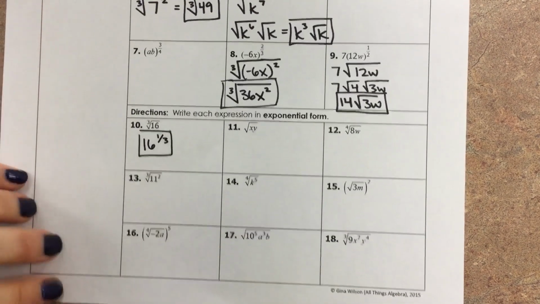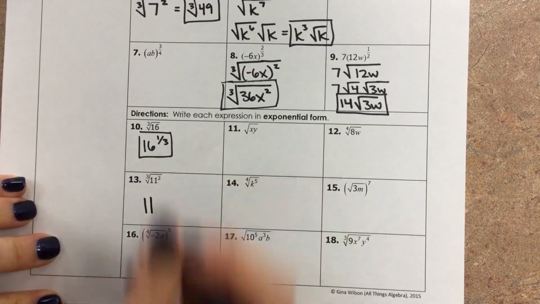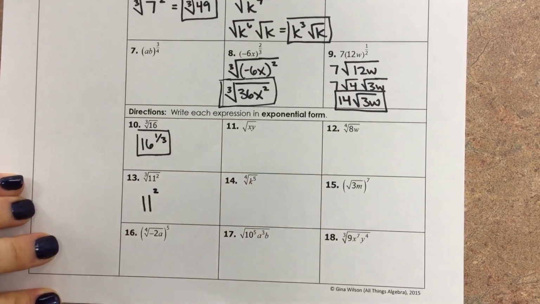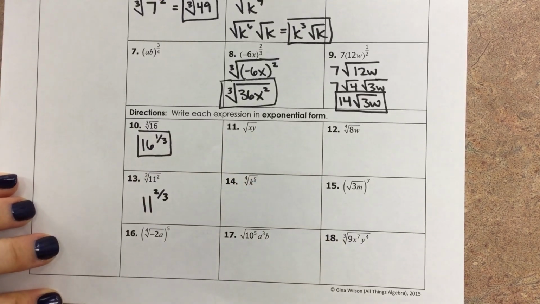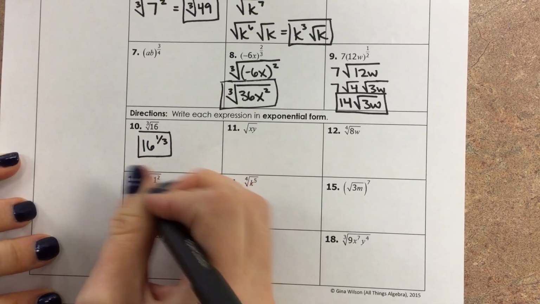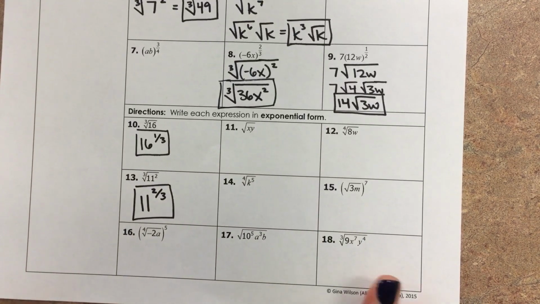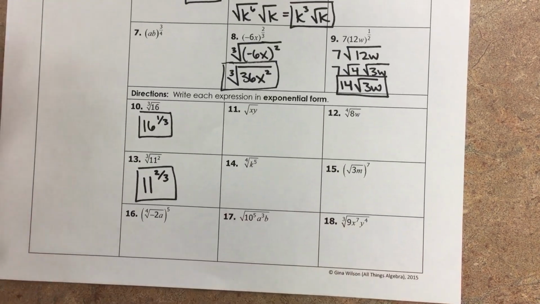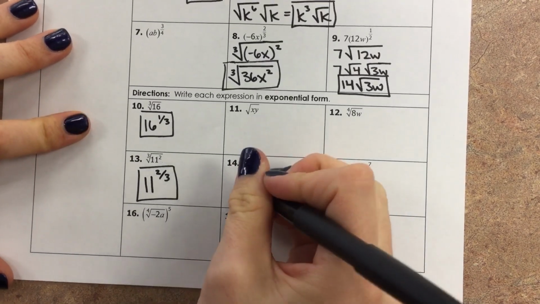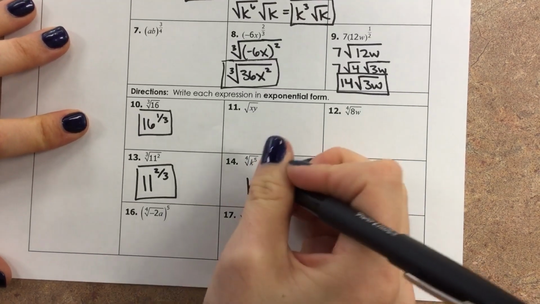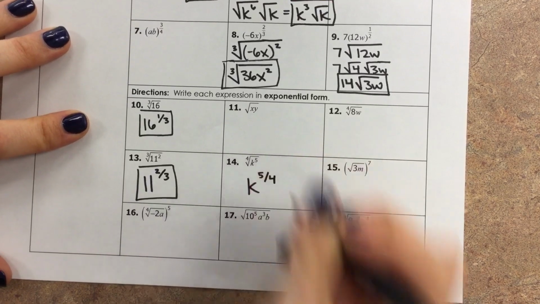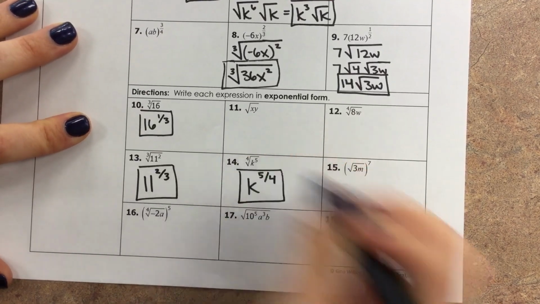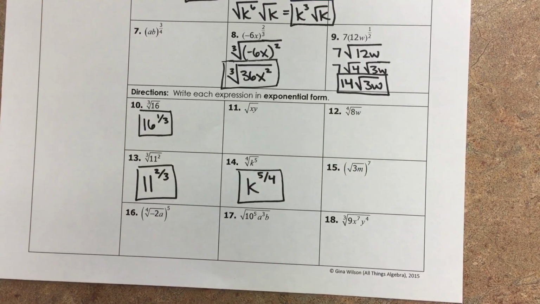All right, let's go underneath 13. 11 is your radicand. The 2 becomes your numerator for the exponent, and then this 3 right here becomes the denominator. So that's it. No simplifying, just writing it in its exponential form. Let's do 14 as well. So k is your radicand. 5 is the numerator for the exponent, and then this 4 is the denominator. And that's it. So this direction is much faster, much simpler.